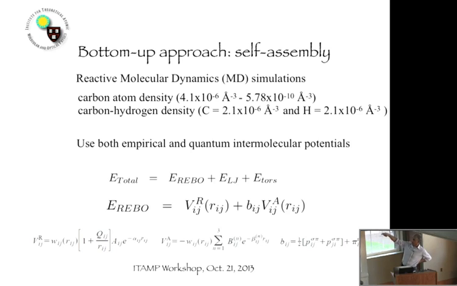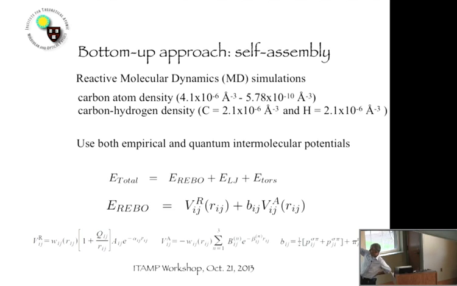So we started with reactive molecular dynamics simulations. Now, we wanted to do self-assembly. So we start with, let's say, some C2 bonds and CH bonds, and you let them dance, okay, in a box. Give them some initial temperature, and let them evolve. Okay. So we started with a range of densities. Now, these are clearly not molecular cloud densities. They can be astrophysical densities, but not molecular cloud densities. Okay. Certainly atomic densities. Right?